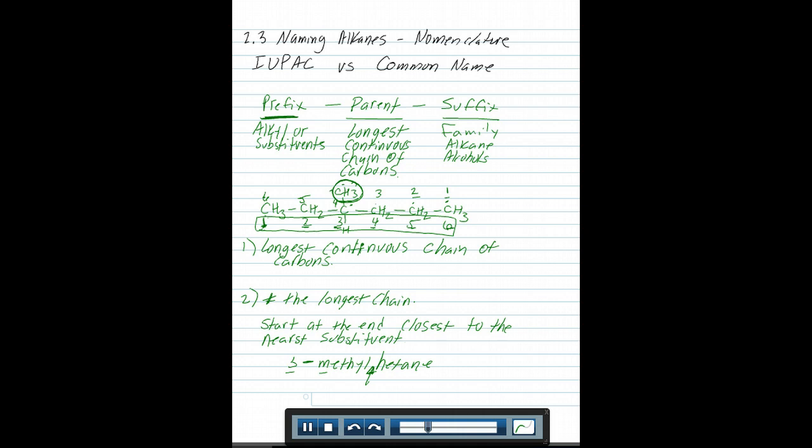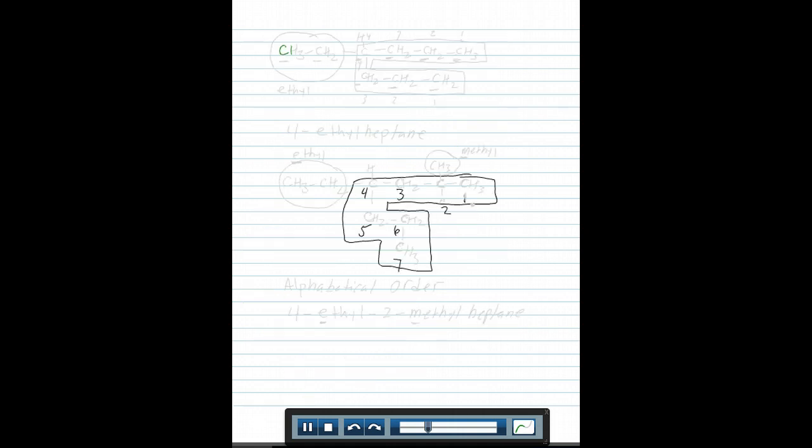Okay? Let's do another one. It's going to be a little different this time. I want to show you an example of where your longest continuous chain is not necessarily straight across. Okay? Because this is important. You have to understand this, otherwise you might get the wrong longest chain.